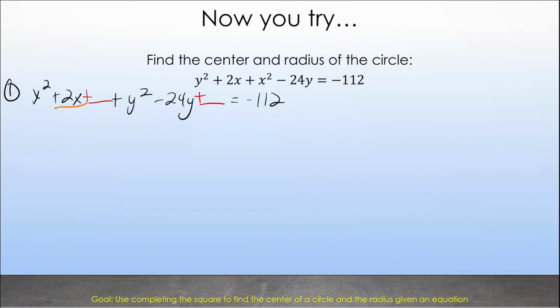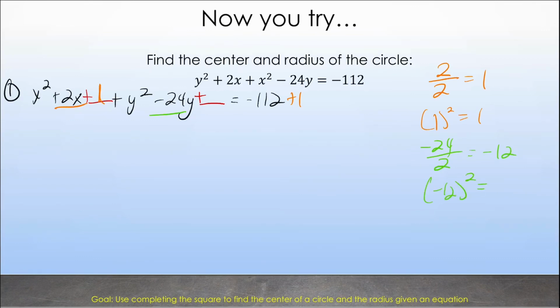So for 2x, I'm going to take 2, divide it by 2, we get 1. Square that, and I get 1. So I'm going to add 1 here, but I have to also do it to that side. My green one here will do negative 24. So we get negative 24 divided by 2, we get negative 12. Negative 12 squared is 144. I'm going to add 144 there as well.